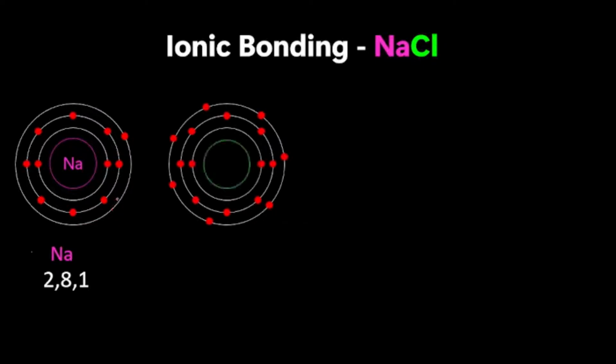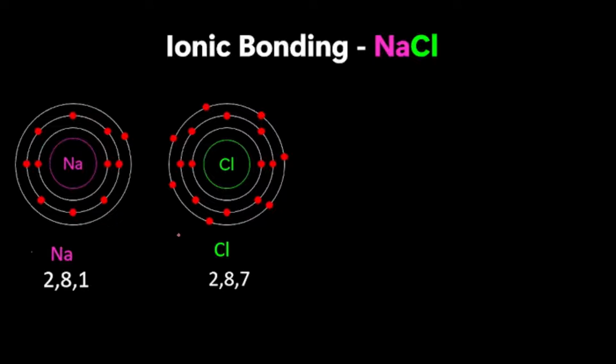And we have the chlorine atom with 17 electrons and 17 protons, and with electronic configuration 2,8,7: again 2 electrons in the first energy level, 8 electrons in the second energy level, and 7 electrons in the third energy level, which is the valence shell.